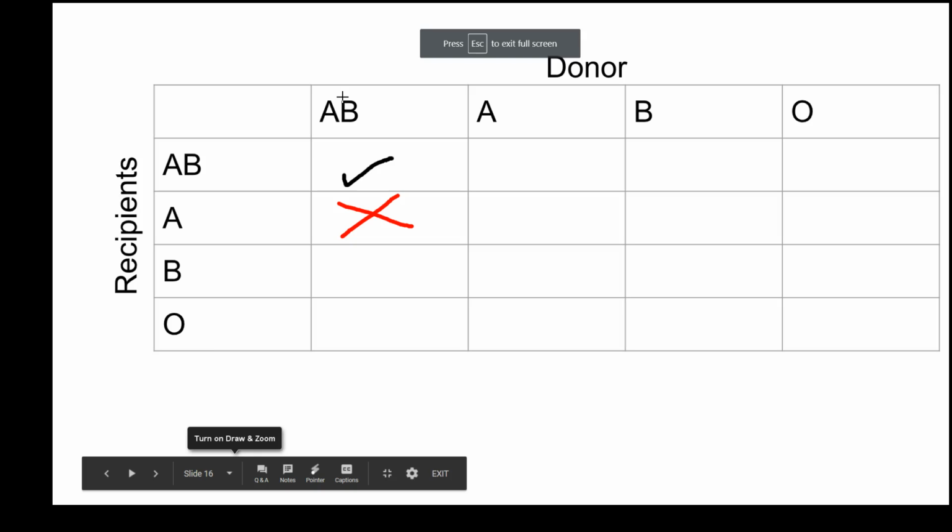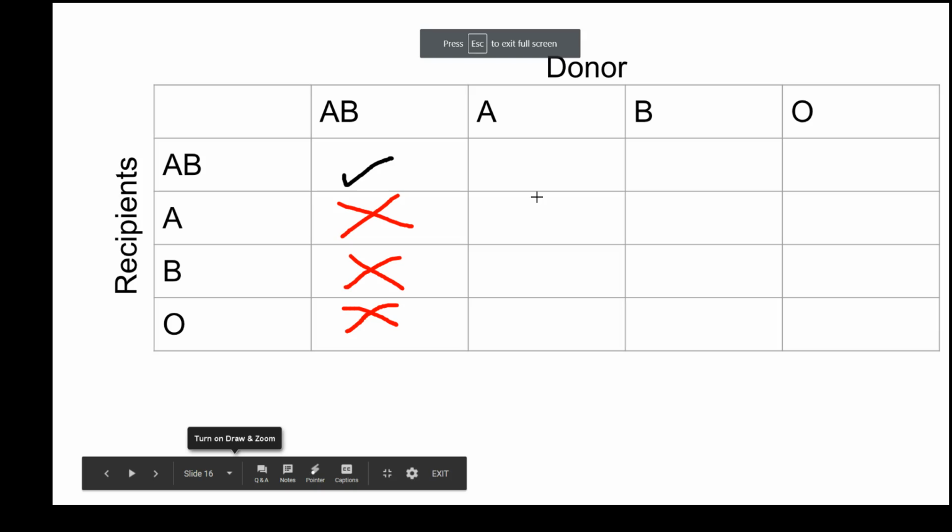If an AB person tries to give blood to a B, are they going to be able to do it? Well, no, because this person's blood has antibodies looking to kill any cell with A antigens on it, and this AB person has them, so this is not going to work out. Now, if AB tries to give blood to an O, will that work? Well, no, because this O has antibodies looking for A's and B's, so this is definitely not going to work out.